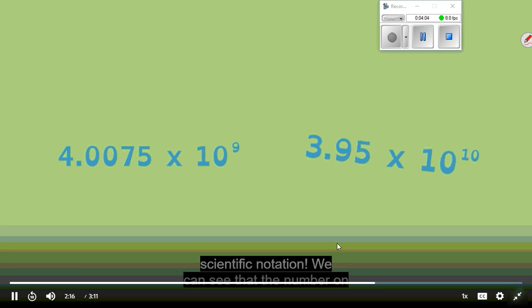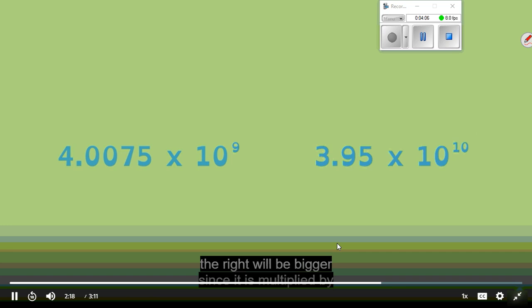We can see that the number on the right will be bigger, since it is multiplied by 10 to the power of 10, whereas the number on the left is multiplied by 10 to the power of 9.